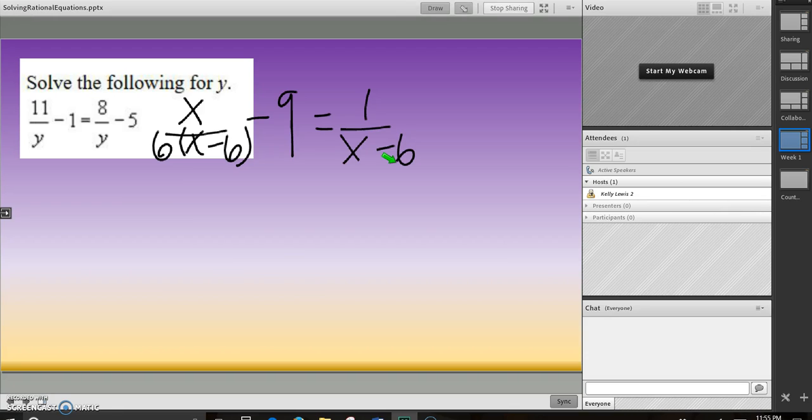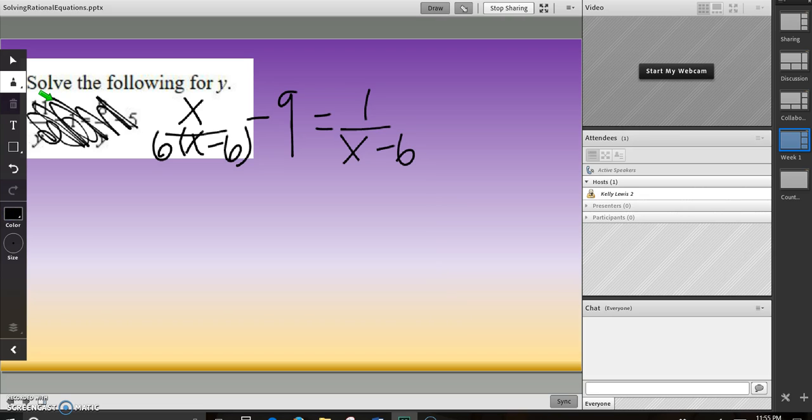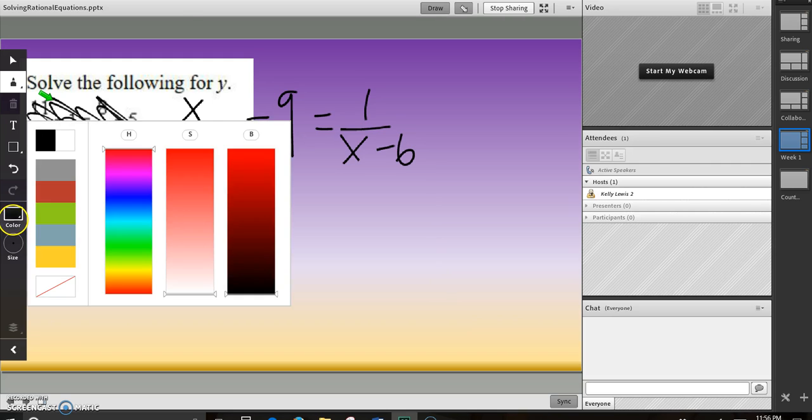So I was going to do this problem right here, but I don't want to do this one. I want to do this other one. All right, so first, pretend that this is the original problem: x over 6, parentheses x minus 6, minus 9 equals 1 over x minus 6.